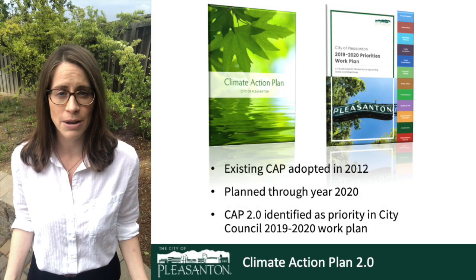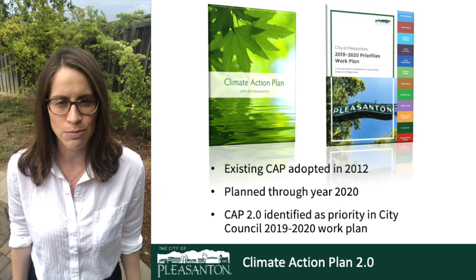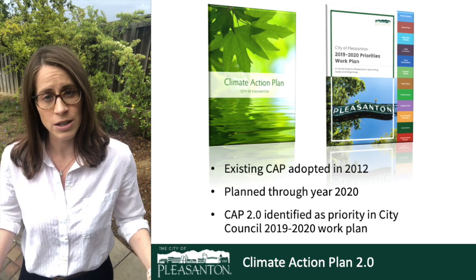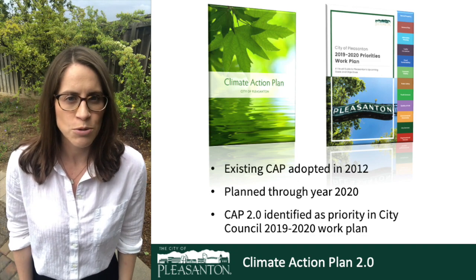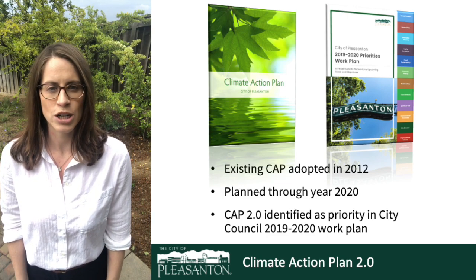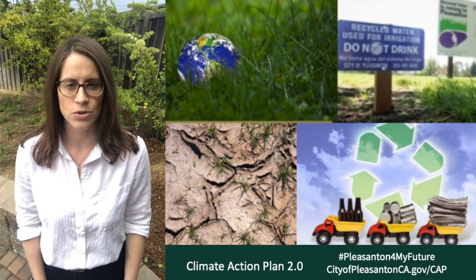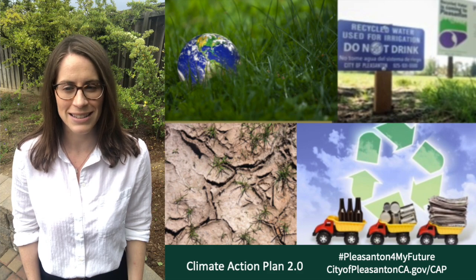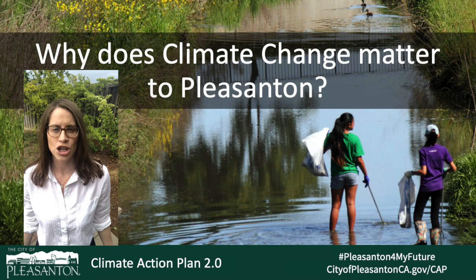So, why are we calling the Climate Action Plan update the CAP 2.0? Well, the city already has a climate action plan, a CAP, which was adopted back in 2012 and has a horizon year of this year, 2020. As such, a Climate Action Plan update, CAP 2.0, was identified as a City Council priority in their 2019-2020 work plan. The city's original CAP outlines ways for the city to reduce greenhouse gas emissions, GHGs, enhance environmental sustainability, and prepare for climate change.